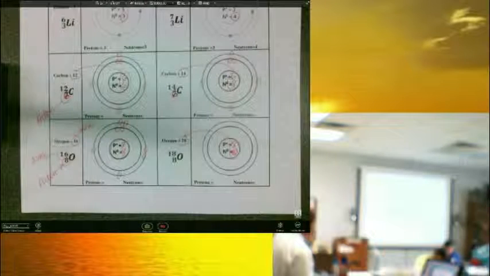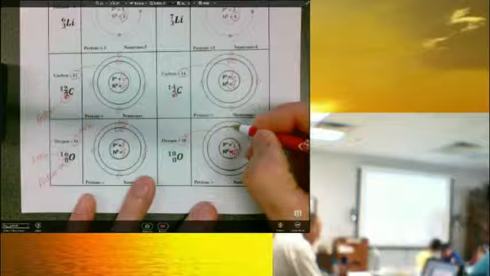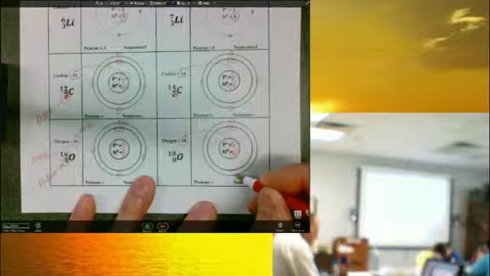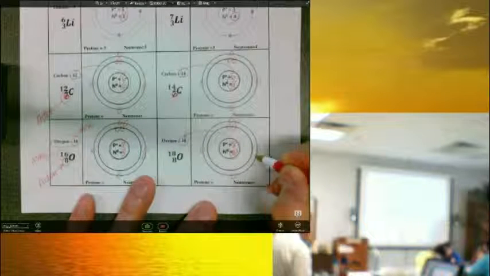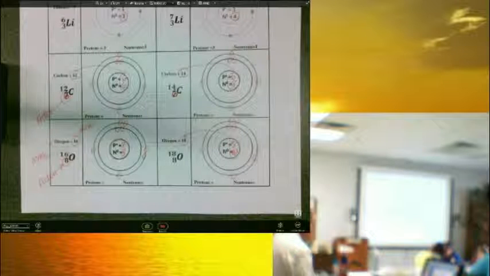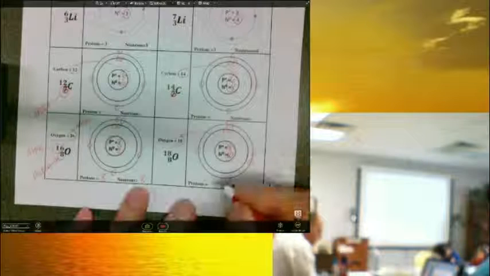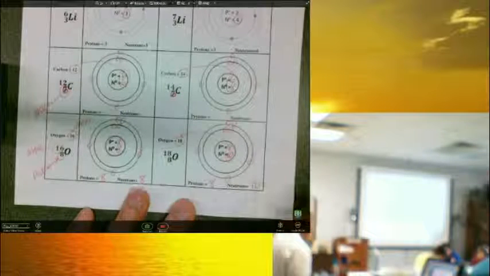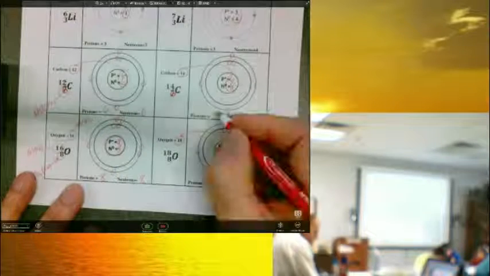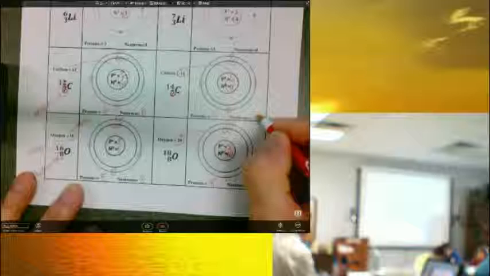This is oxygen 18. We still need 1, 2, 3, 4, 5, 6, 7, 8 electrons, and there would be our answer. So here we have 8 protons and 8 neutrons. Here we would have 8 protons and 10 neutrons. And there would be the answers to that. Okay. We will practice this in isotopes later. Let's turn over and do ions real quick.